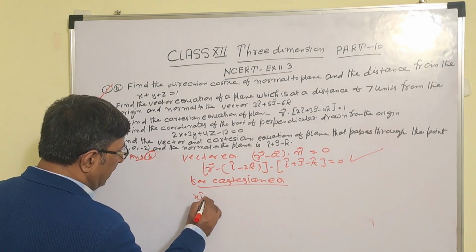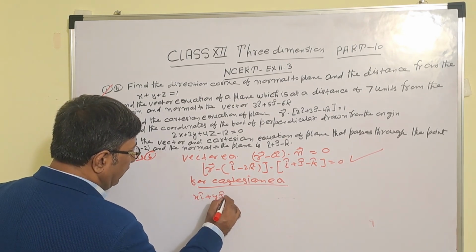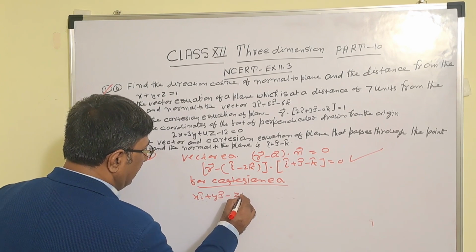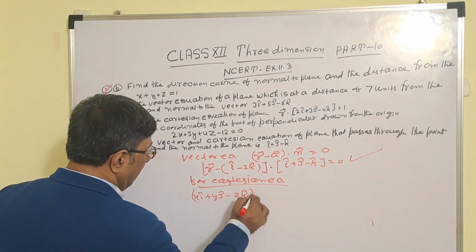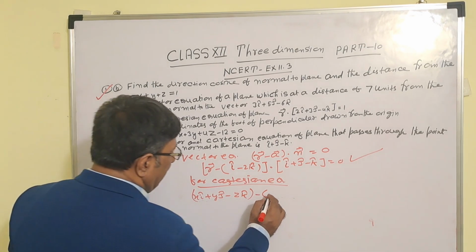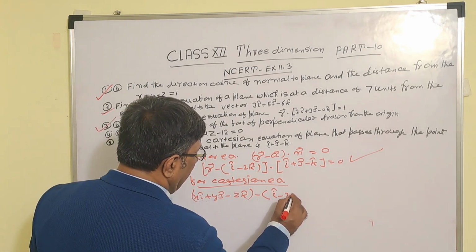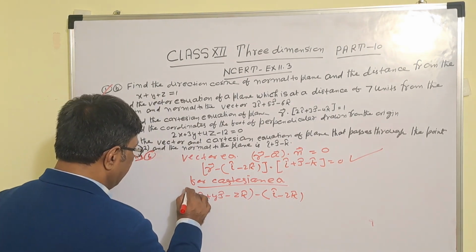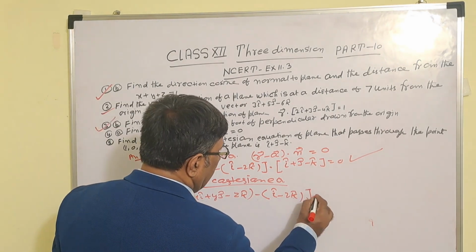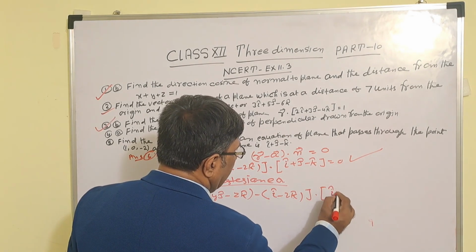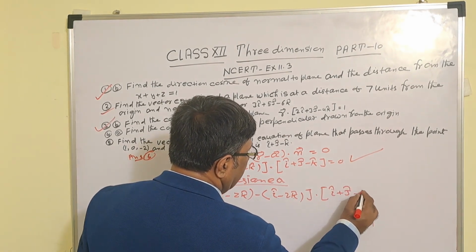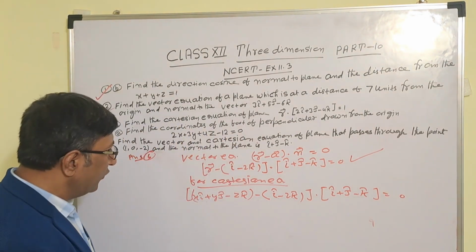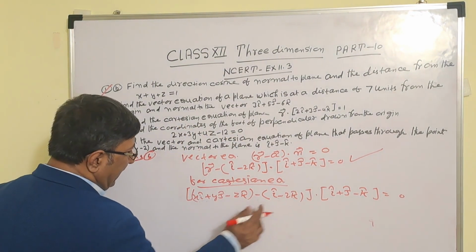That is x unit vector i plus y unit vector j minus z unit vector k, minus i unit vector minus 2k unit vector, and this is dot with unit vector i plus unit vector j minus unit vector k. This is equal to 0. Now, if this is minus, what can we write here?